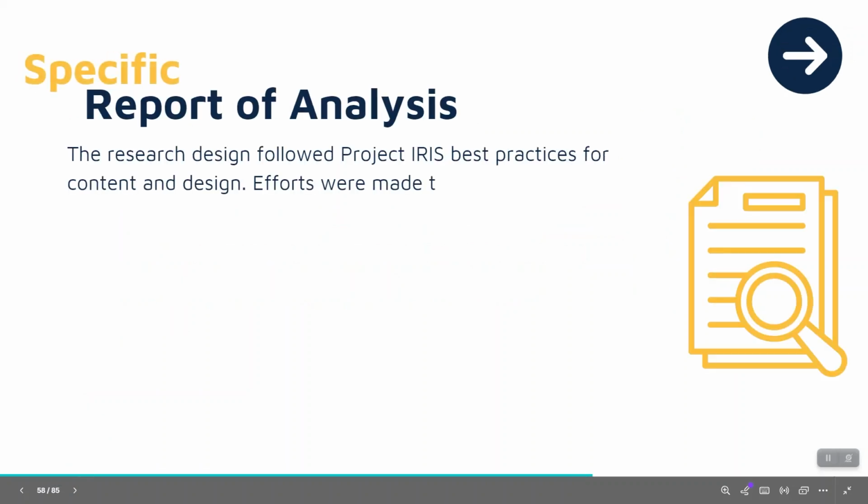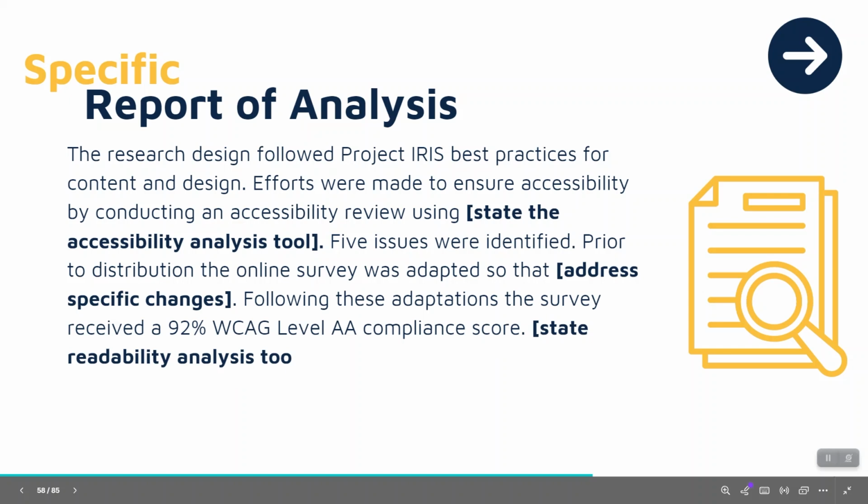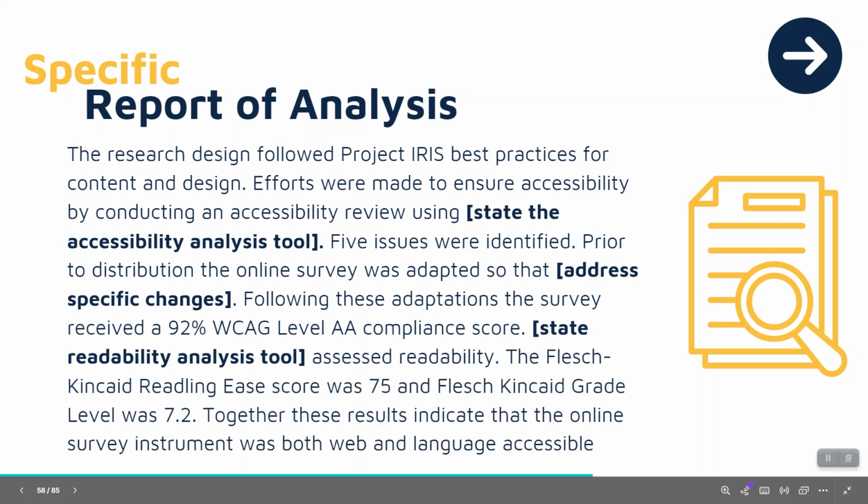Next, let's talk about the specific report of analysis. This approach provides a detailed account of your accessibility practices, highlighting both the strengths and efforts for improvement. For example, the survey design adhered to Project IRIS best practices. Accessibility pretesting identified 5 issues, including matrix questions and low color contrast.